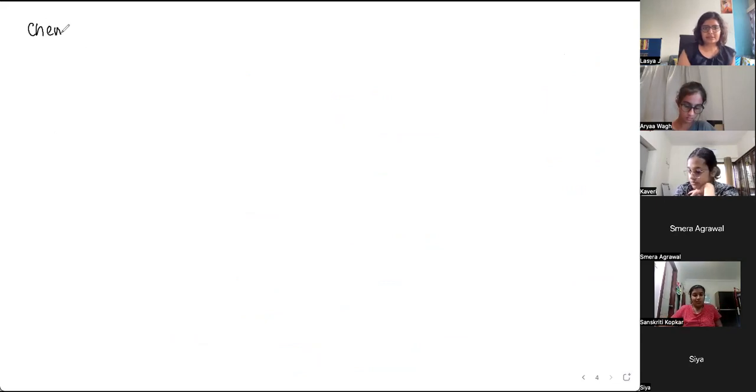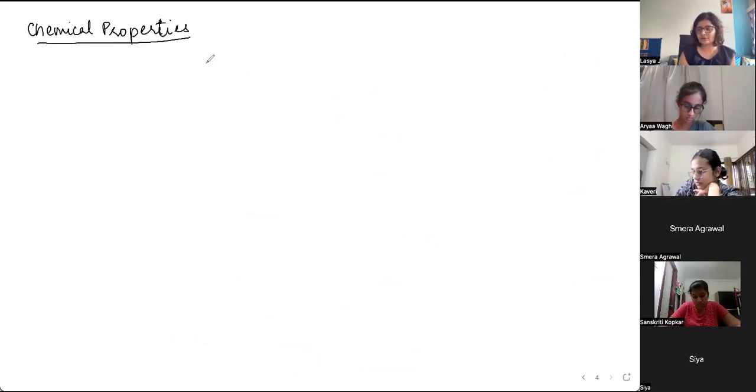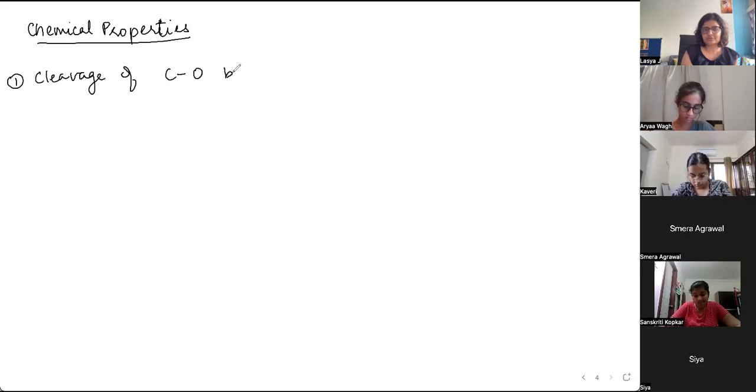Chemical properties. In alcohols we had cleavage of the OH bond and the CO bond. Two different types of bonds are there. In ethers, we just have the carbon-oxygen bond, so we just have cleavage of the CO bond. That's the only bond that is there in ethers because it's ROR dash.